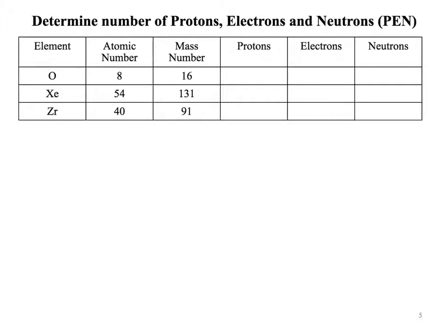So now we're going to determine the number of protons, electrons, and neutrons in the following elements. But before I go over that, we need to understand the relationship between an atomic number and the mass number and how we can utilize that to solve for our protons, electrons, and neutrons. So the first thing is write the chemical symbol for oxygen. So oxygen has an atomic number of 8 and it has a mass number of 16. And that's oxygen.